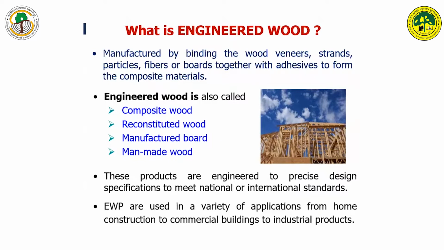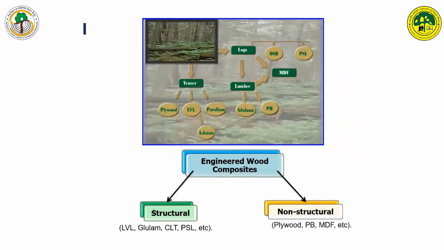The good thing with these wood composites is that they can be designed to a particular technical specification, so that they are best suited for different kinds of end uses, and they can meet various national as well as international standards very easily. And they are available not only for residential construction and commercial buildings, but also for industrial products.